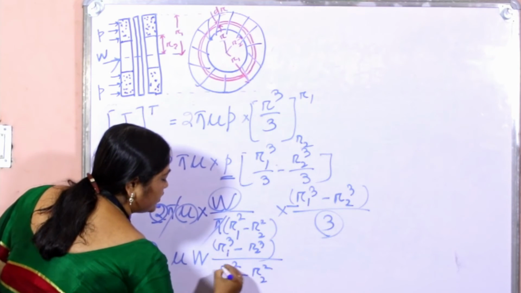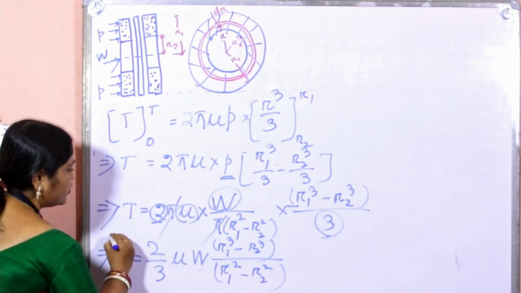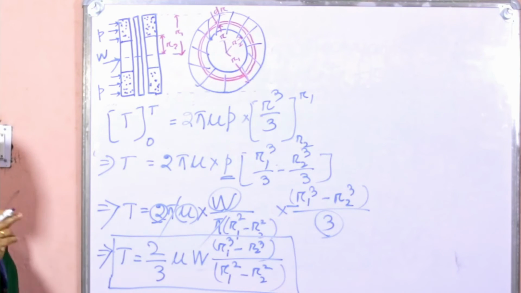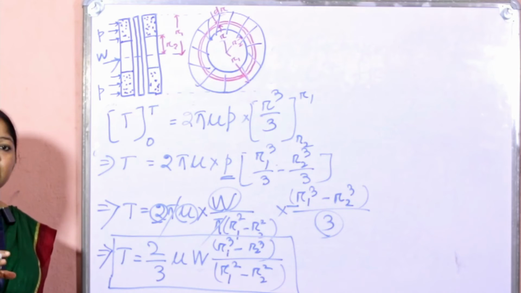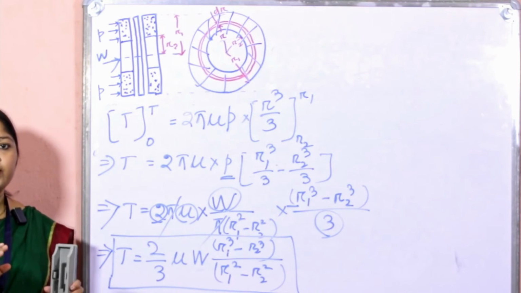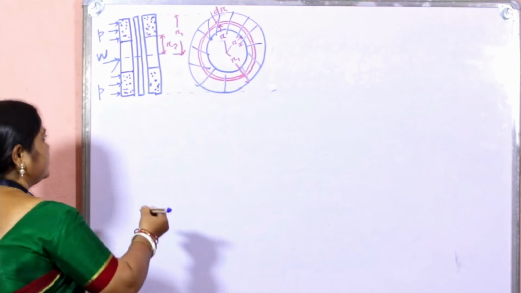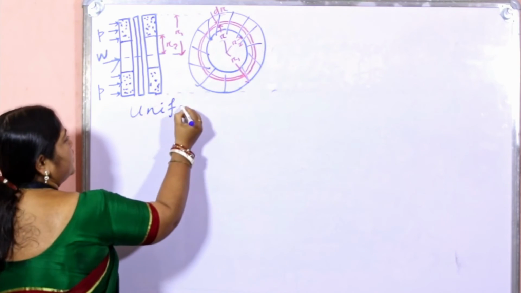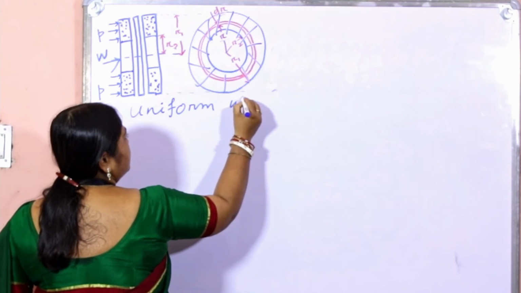minus r2 square. So this is the amount of torque transmitted by a single plate clutch when it is in uniform pressure distribution. Then we will discuss about the uniform wear. Then we calculate what is the amount of torque transmitted for uniform wear.